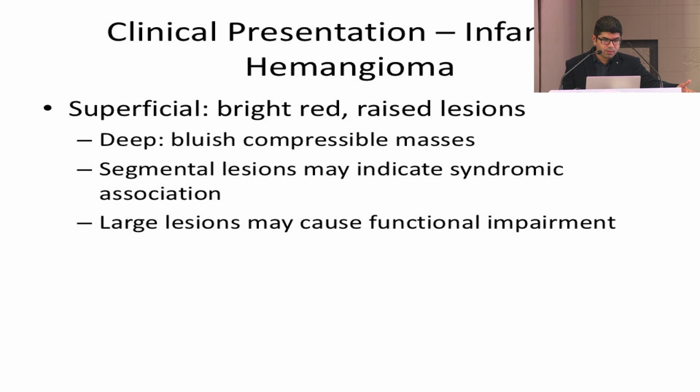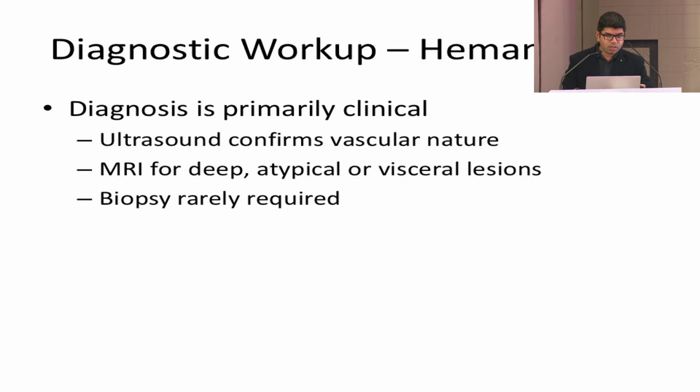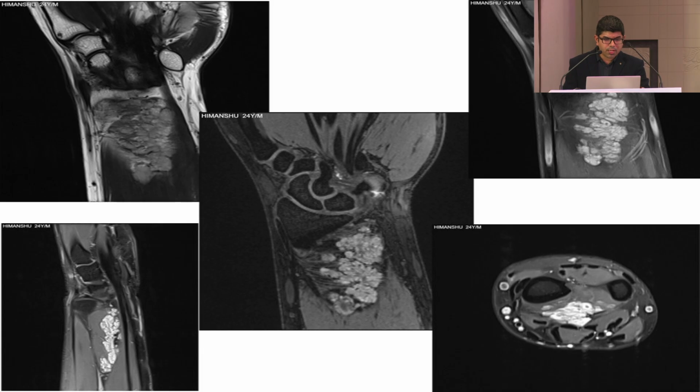So I'll quickly go to the cases now. This is the first case, which shows an MR sequence. We can see a lobulated soft tissue lesion with multiple flow voids and enhancement. So this was a case of a hemangioma.